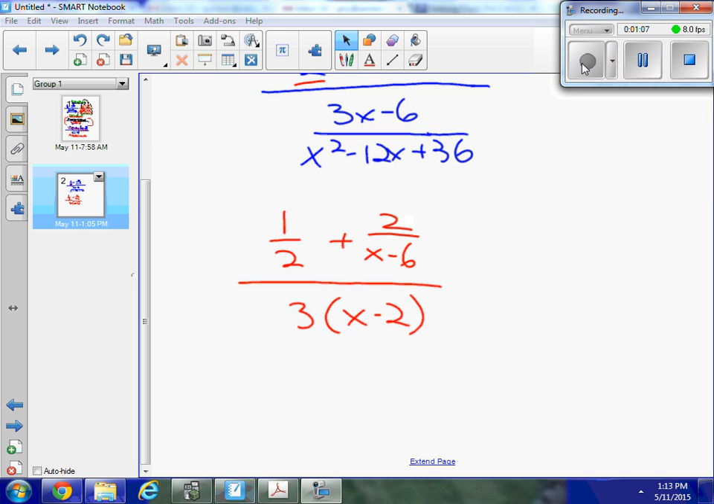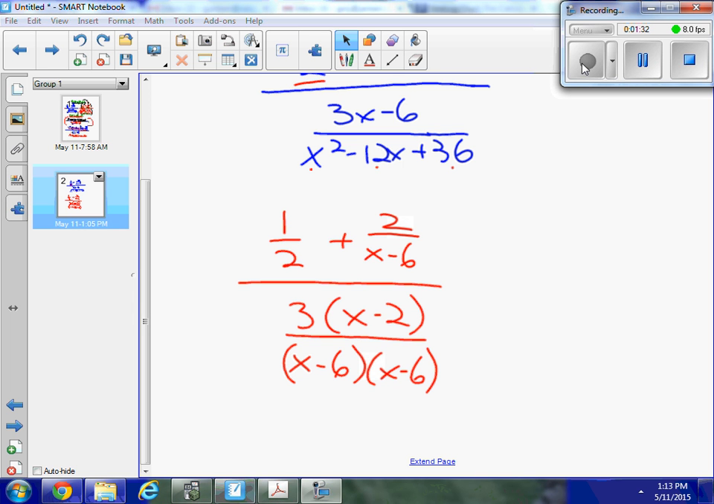And then looking at the denominator of the denominator, I see I have a quadratic, and I also see that the first term is a square, and the last term is a square, and my b is the sum of the square roots, so I can see that this is actually x minus 6 squared.